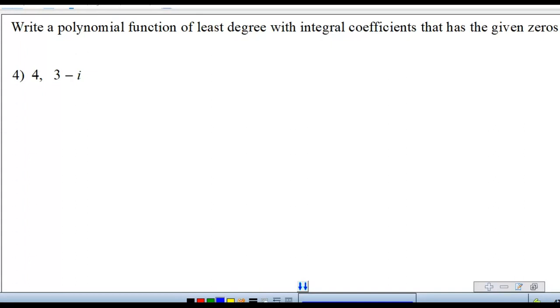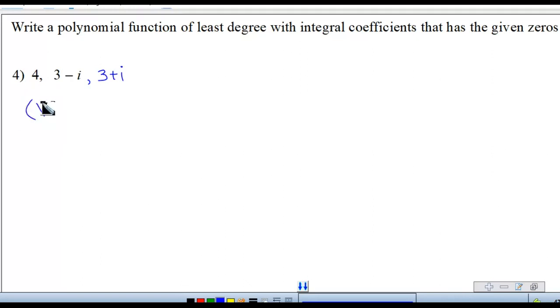Number 4 is similar to 2 and 3, except the given i is part of a complex number. So complex numbers also travel in pairs. If I have 3 minus i, I will have its conjugate, 3 plus i. I'm going to have 3 factors to write. You're probably going to want to use brackets on some of these.